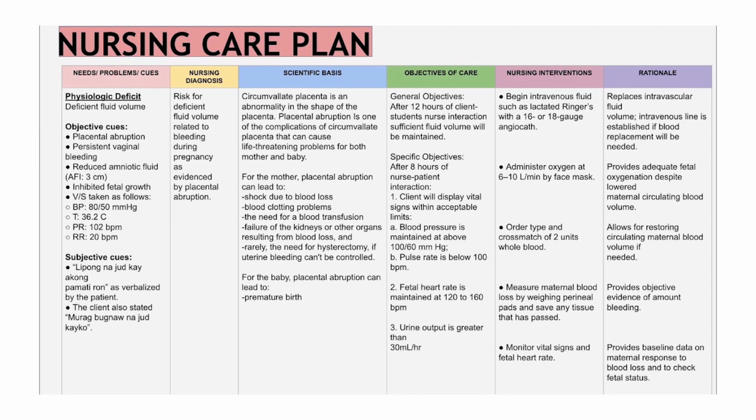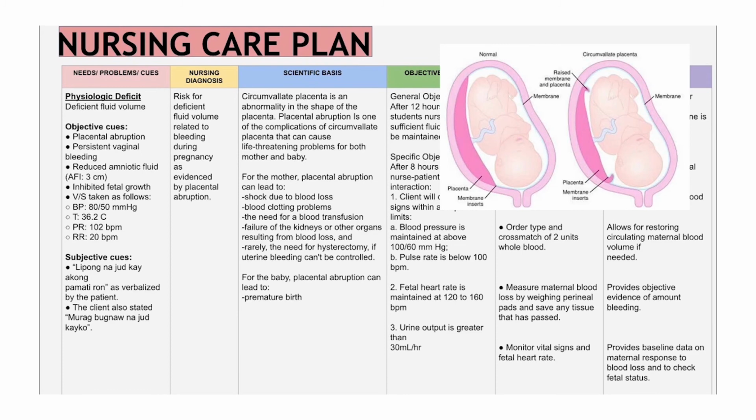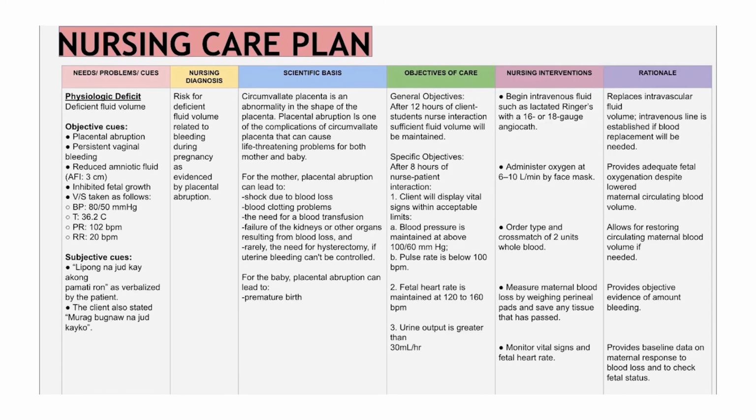For the scientific basis that will support our nursing diagnosis, circumvallate placenta is an abnormality in the shape of the placenta. Hence, we mentioned in our objective cues that there is reduced amniotic fluid and inhibited fetal growth. This is because of the picture shown above. Placental abruption is one of the complications of circumvallate placenta that can cause life-threatening problems for both mother and baby. For the mother, placental abruption can lead to shock due to blood loss, blood clotting problems, the need for a blood transfusion, failure of the kidneys or other organs resulting from blood loss, and rarely, the need for hysterectomy if uterine bleeding can't be controlled. For the baby, placental abruption can lead to premature birth.